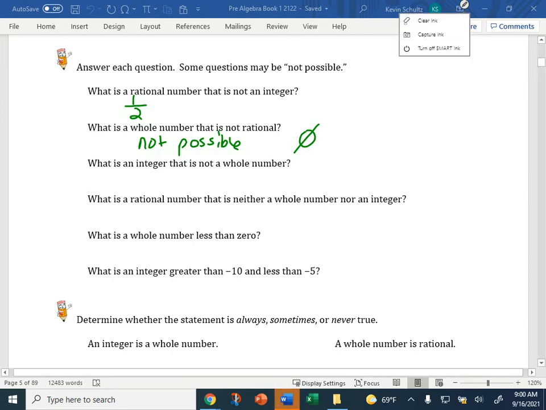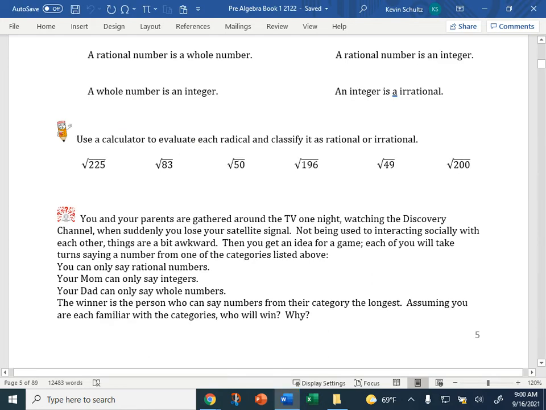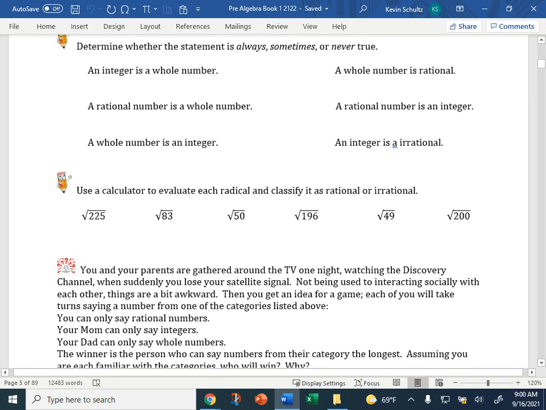Then the next section, scrolling down a little bit here, it says, determine whether the statement is always, sometimes, or never true. An integer is a whole number. Is an integer always a whole number, sometimes a whole number, or never a whole number? Sometimes it is, right? If an integer is positive, then it is also whole. If it's negative, then it's not. So sometimes it is, sometimes it isn't. So your answer for these 6 here will be always, sometimes, or never.